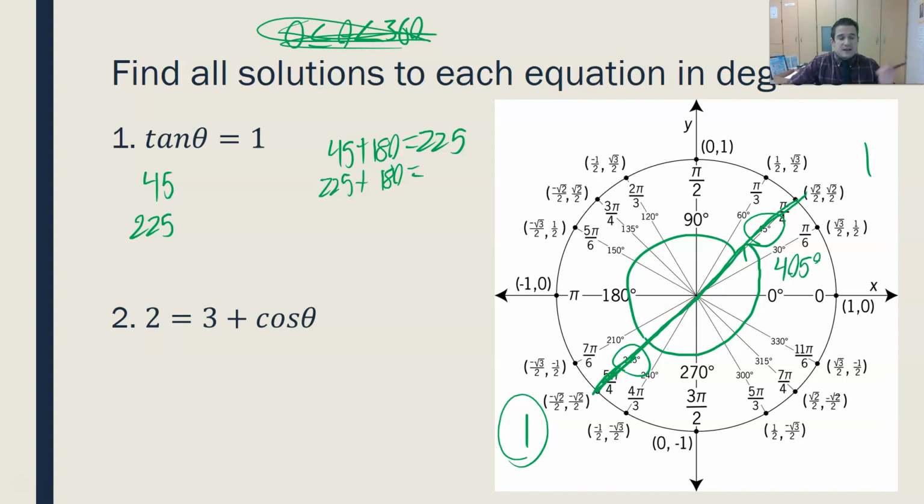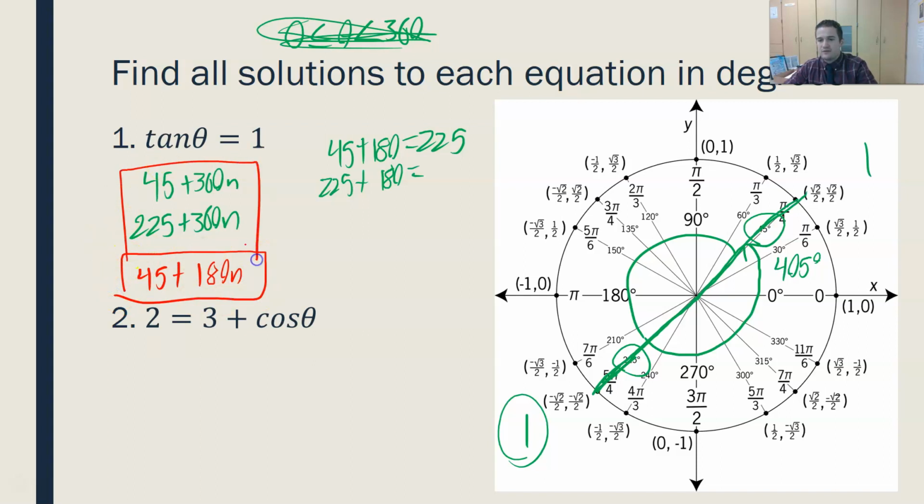So there are two different ways I could write the answer to this question. Tangent values actually repeat every 180 degrees instead of just every 360 degrees. So I could either write 45 plus 360n and 225 plus 360n, or I could simply write 45 plus 180n. Either of these would be fine, because my tangent values repeat every 180 degrees, which automatically means they also repeat every 360 degrees. I'll take either of them.